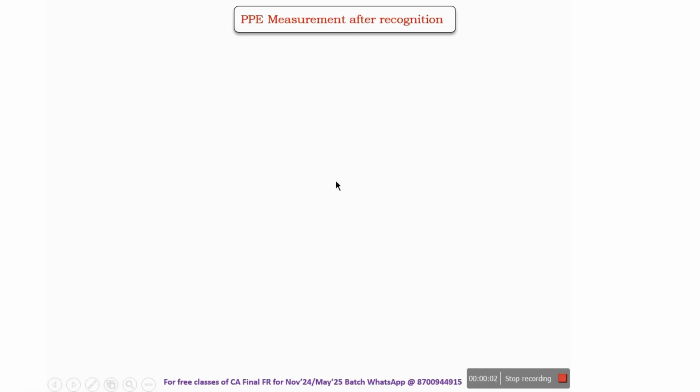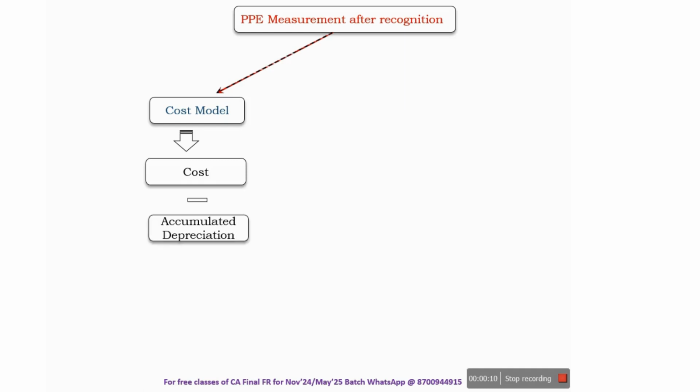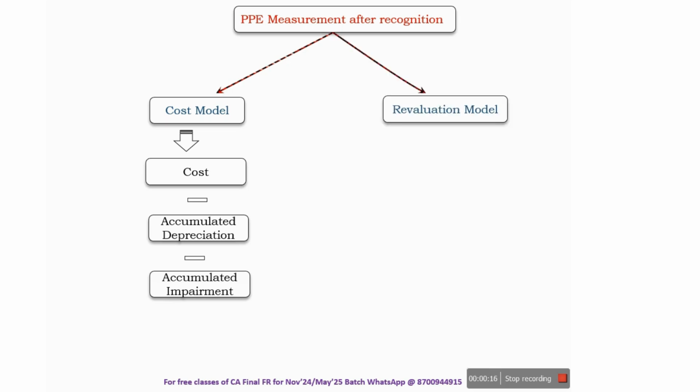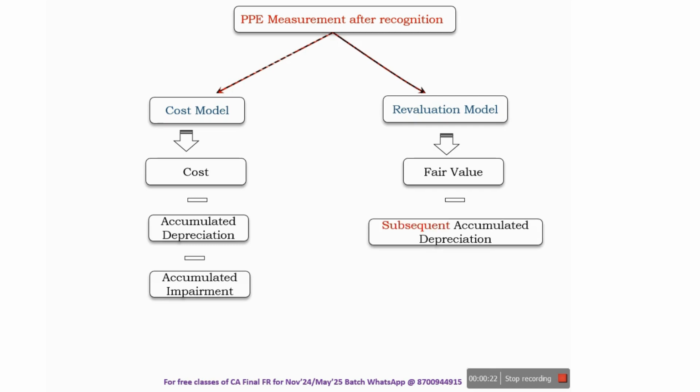Ind AS 16 suggests two models for measurement of PPE after its recognition. First is the cost model. In this model, assets will be carried at cost minus accumulated depreciation minus accumulated impairment, if any. Second model is the revaluation model. In this model, assets will be carried at fair value minus accumulated depreciation minus subsequent accumulated impairment, if any.